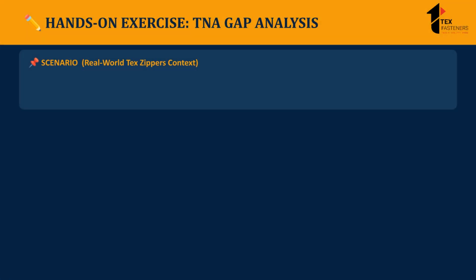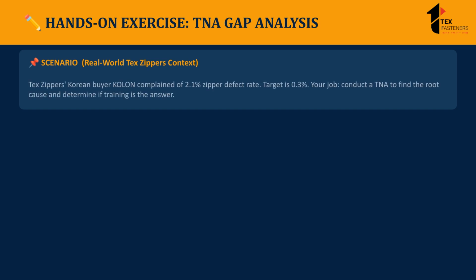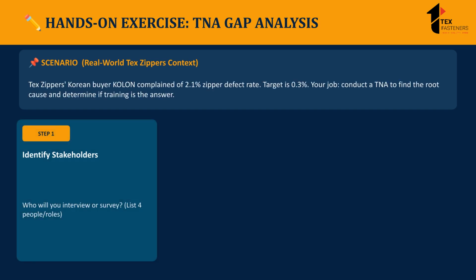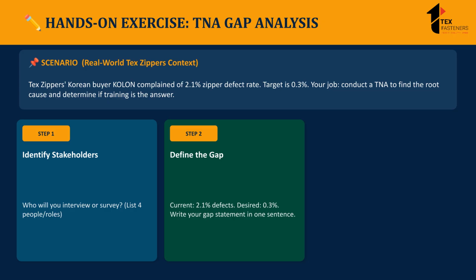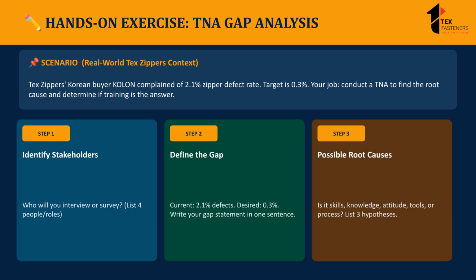Now for a hands-on exercise. The scenario: a 2.1% zipper defect rate when the target is 0.3%. Your task is to identify stakeholders, define the gap, and list possible root causes. Work through these 3 steps to find the root cause and determine if training is necessary.